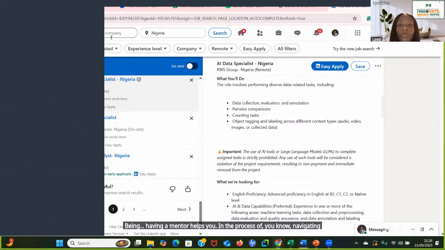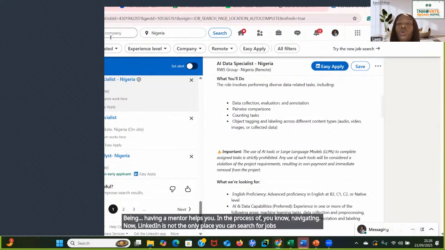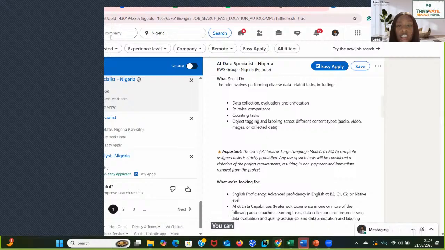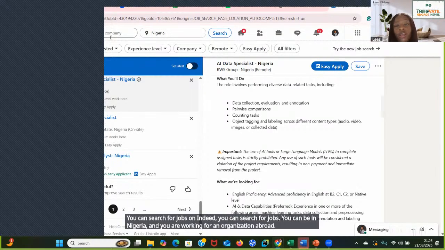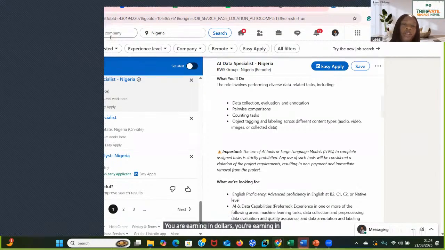Now, LinkedIn is not the only place you can search for jobs. You can search for jobs on Google, you can search for jobs on Indeed. You can be in Nigeria and you are working for an organization abroad. You are earning in dollars, you're earning in pounds, but you are living in Nigeria.